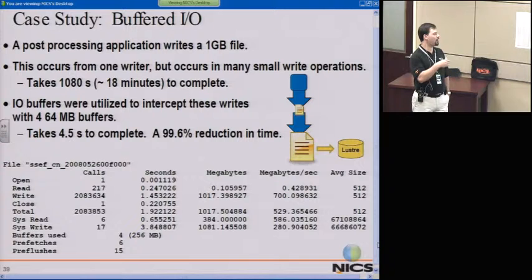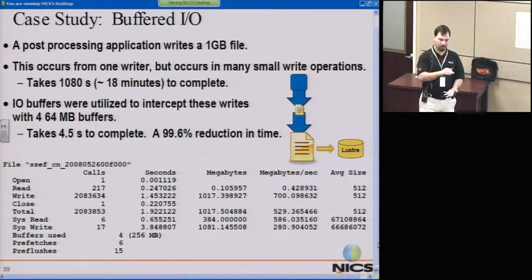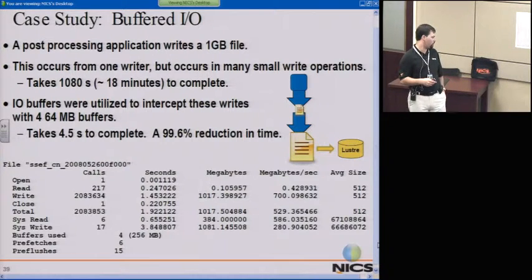So if you used a buffer, in this case we used 4 64-megabyte buffers, all those little 512-byte writes were being aggregated into a single buffer. And that buffer was actually flushed, I think, 17 times or so. Of course, now the average size is the size of the buffer, so it's 64 megabytes or so. Now that took 4.5 seconds instead of 18 minutes. So this is an extreme case, of course, but it does show where buffered I/O can help you.